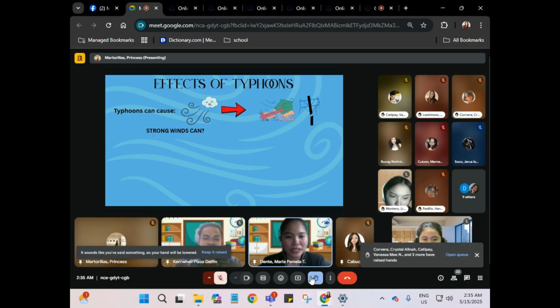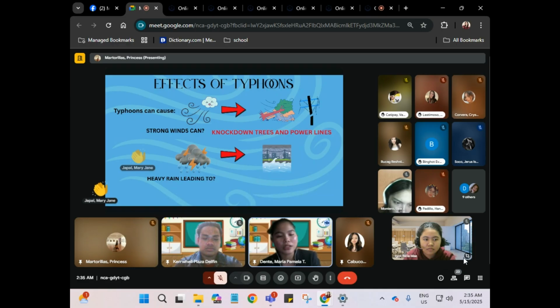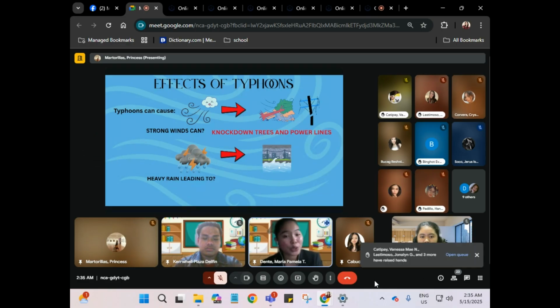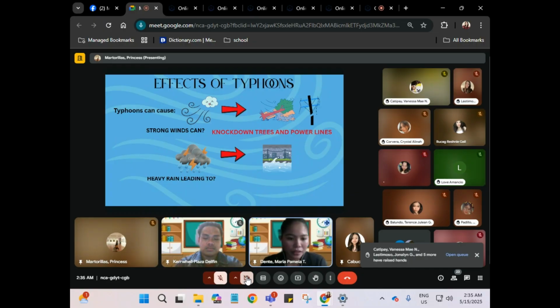Yes. Please next slide, teacher. Yes. Correct. Very good, Igot. So typhoons bring very strong winds that can knock down trees and power lines. So next we have heavy rains. Heavy rain leading to what?